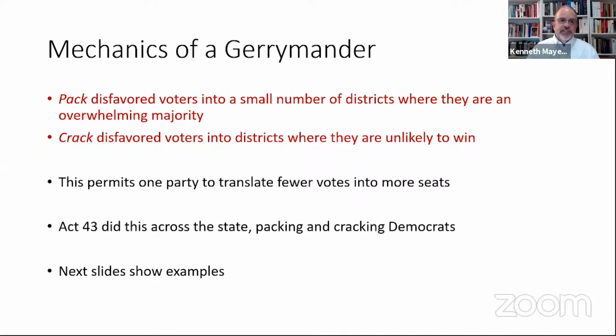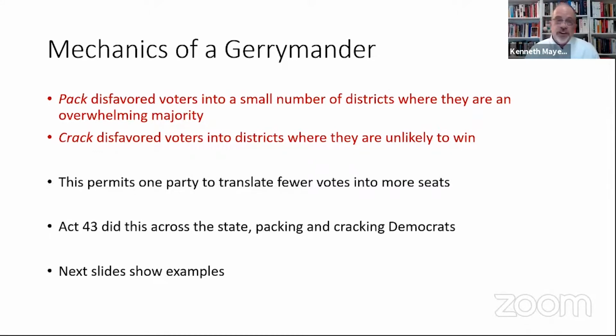The complement of this is cracking, where you take constituencies or geographies where the disfavored party, in this case the Democrats, actually would comprise a majority, but you split them up. So instead of having a district where Democrats constitute, say, hypothetically or just notionally, 60% of the voters, you split those into 2 districts where the Democrats comprise 30% of each. And so that allows the gerrymandering party to more efficiently translate votes into seats.